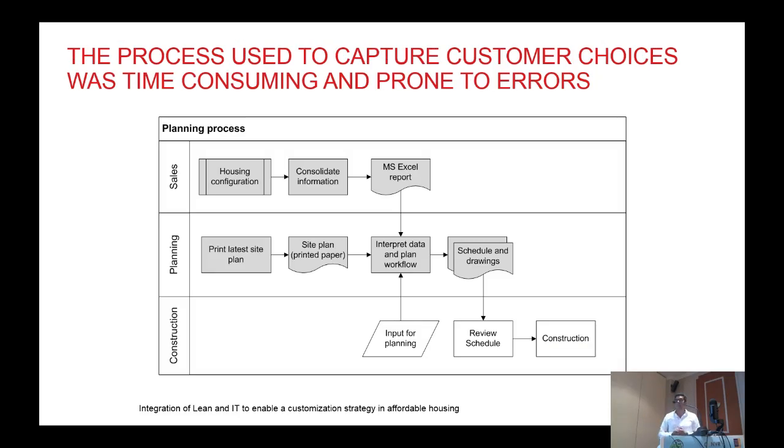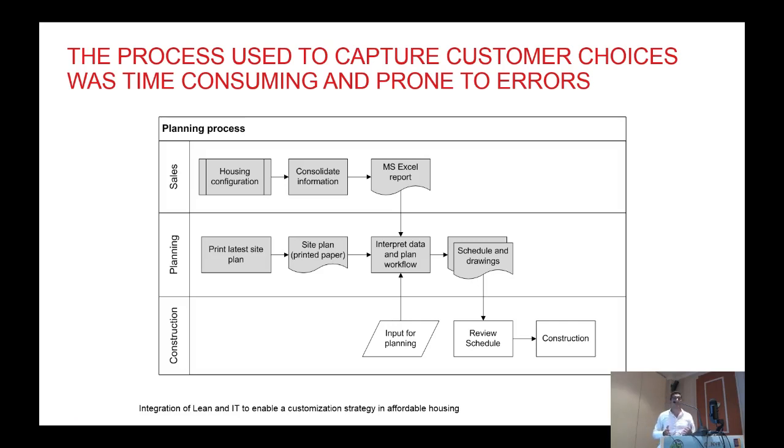So how was the developer capturing and communicating the information captured at the sales point? This is a simplified process diagram. At the sales point, different sales agents collect information from customers, and they start putting all this data in spreadsheets. Literally, these spreadsheets were sent over email to the next stakeholder in the process, which is the planning department. And upon this information, the planning department has to plan.